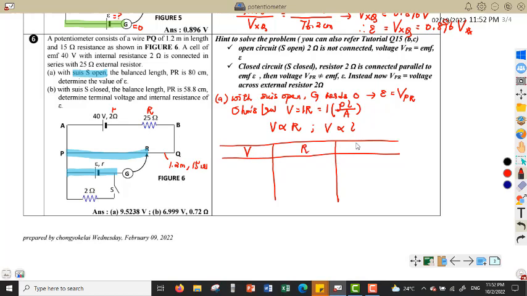Dah banyak kali practice kan, mesti dah tahu cara buat. So V, R and L, we always start with the driver cell. So for 40 volt, the 40 volt will be share or divide in between the internal resistance 2 ohm and the external resistance 25 ohm, and also the whole wire PQ 15 ohm. Okay, then we focus on the wire itself. So the wire itself is voltage PQ, the whole wire. So the resistance of the whole wire is 15 ohm.